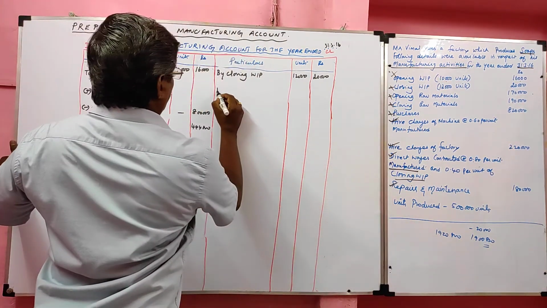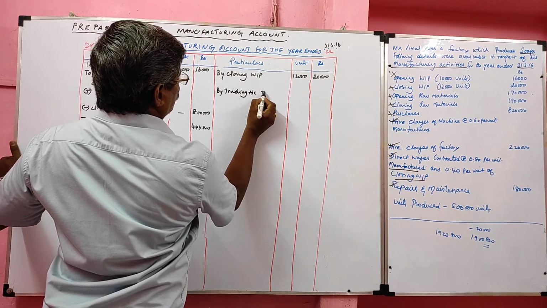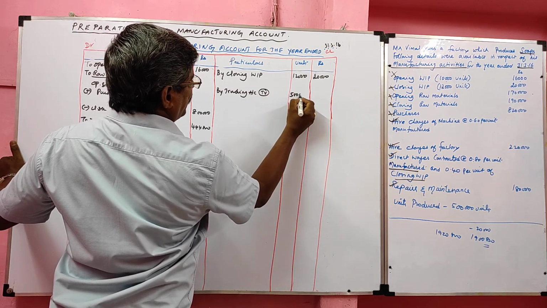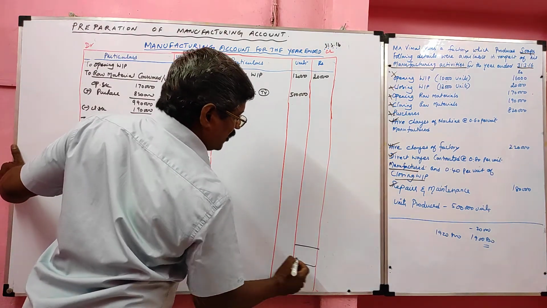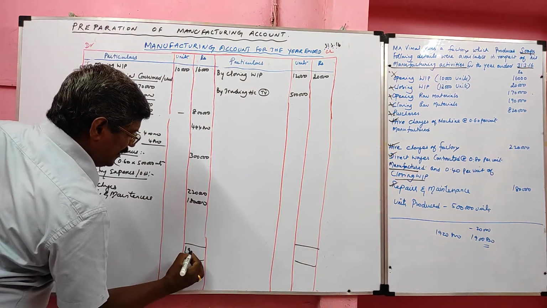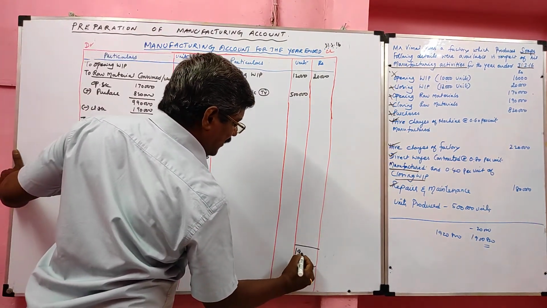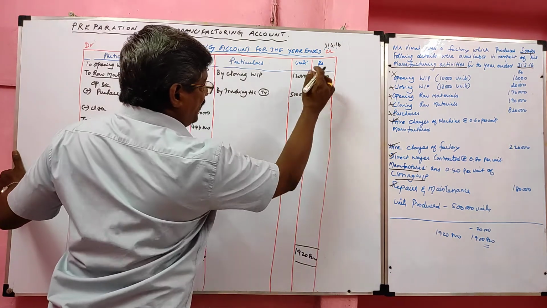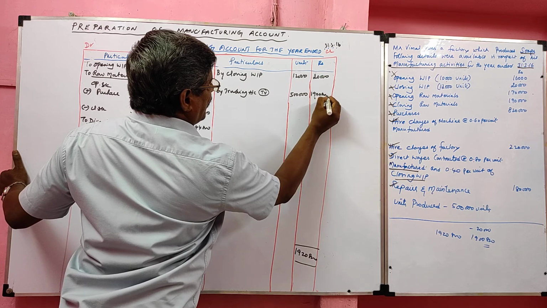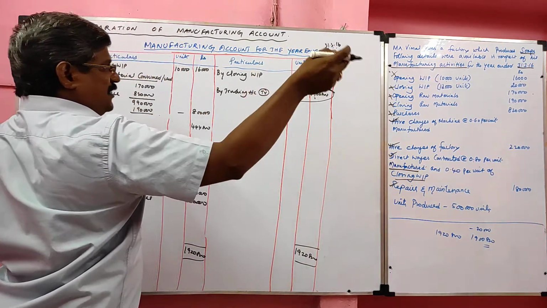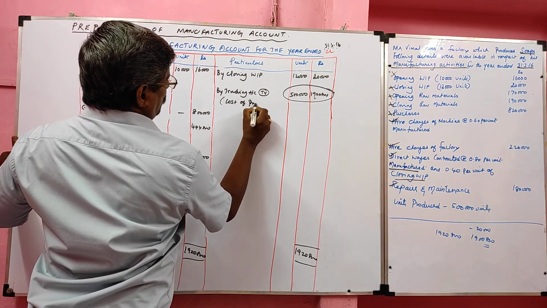Units produced should be transferred to the trading account. Units are given, transferred. How many units? 5 lakh units. Now I am going to close the amount column of the manufacturing account. The total of the amount column is 19,20,800. 19,20,800 minus 20,000 will get 19,00,800. This value is transferred to the trading account debit side as cost of production.